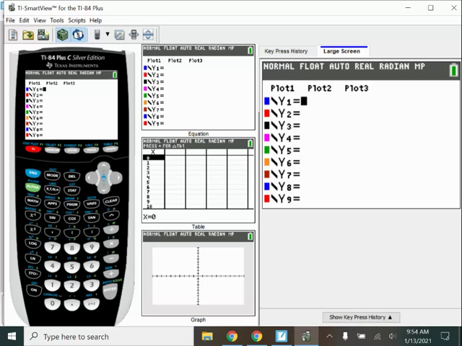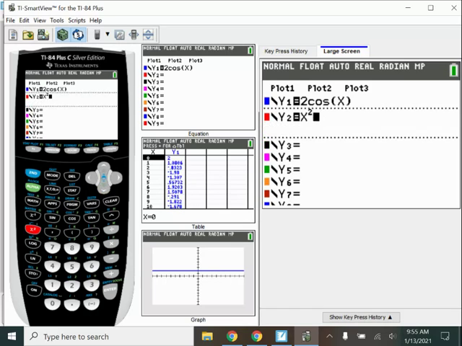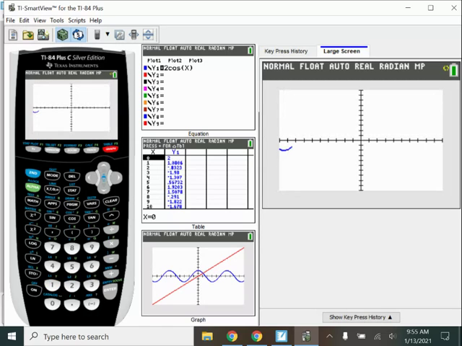So I have 2 cosine of x as one of my equations, and then I have x squared minus 1 as my other equation. So I'm going to take a look at the graph of that, and I know the graph is already there.